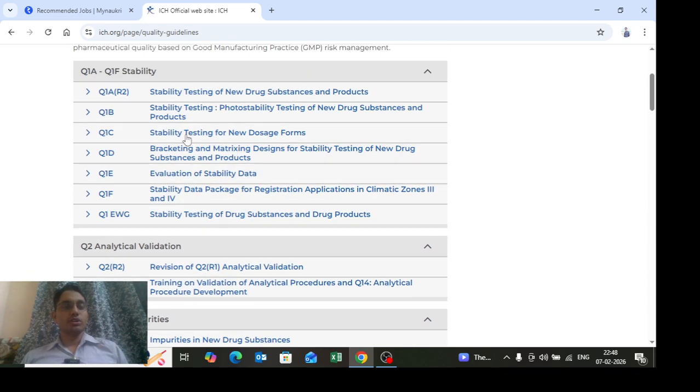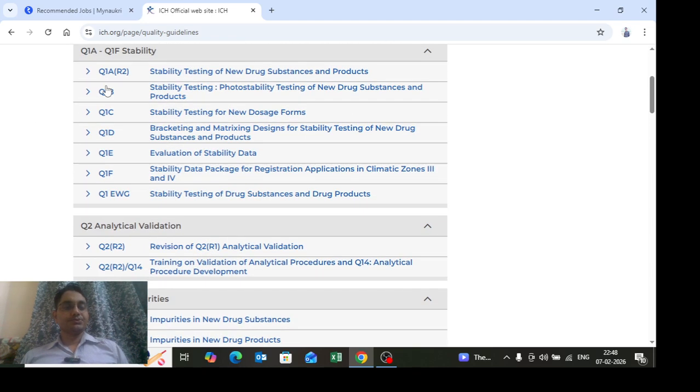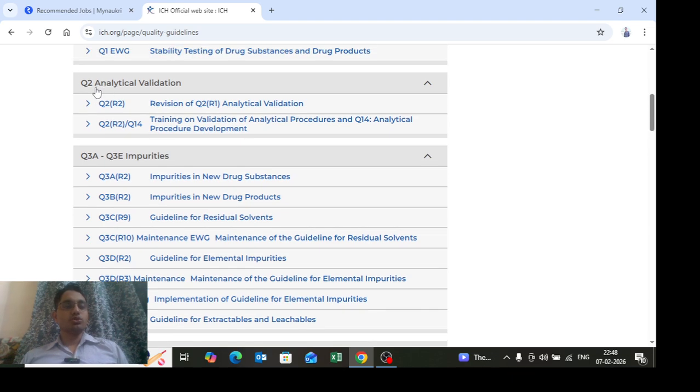These are the guidelines for ICH Q1A. Then ICH Q2, which consists of analytical validation: Q2 R2, revision of Q2 R1, analytical validation. This guideline is applicable for analytical method validation for new drug substances. Then Q2 R2 Q14 training on validation of analytical procedures. Q14 is analytical procedure development. These are new guidelines for analytical procedure development.